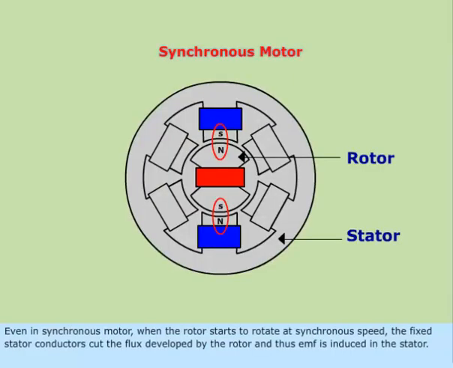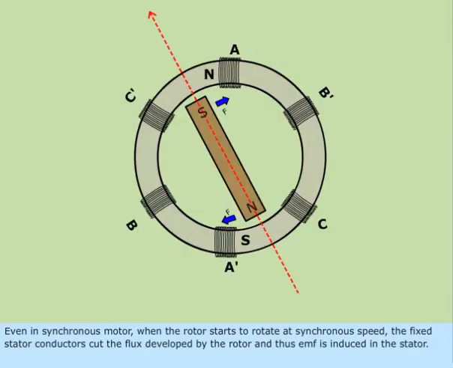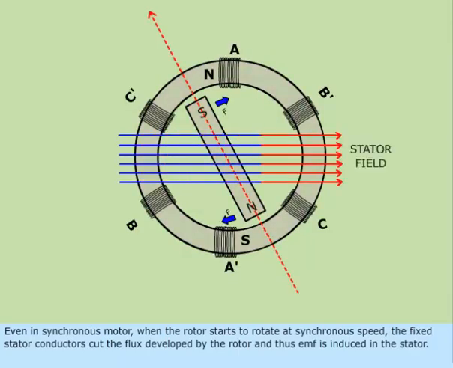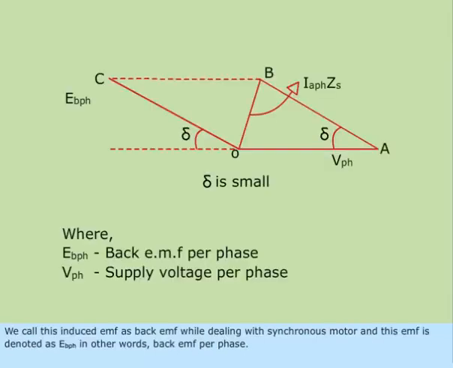Even in synchronous motor, when the rotor starts to rotate at synchronous speed, the fixed stator conductors cut the flux developed by the rotor, and thus EMF is induced in the stator. The only difference in synchronous motor is that the conductors are fixed and flux is rotating in nature. According to Lenz's law, this induced EMF opposes the supply voltage. We call this induced EMF as back EMF while dealing with synchronous motor, and this EMF is denoted as E sub BPH, in other words, back EMF per phase.